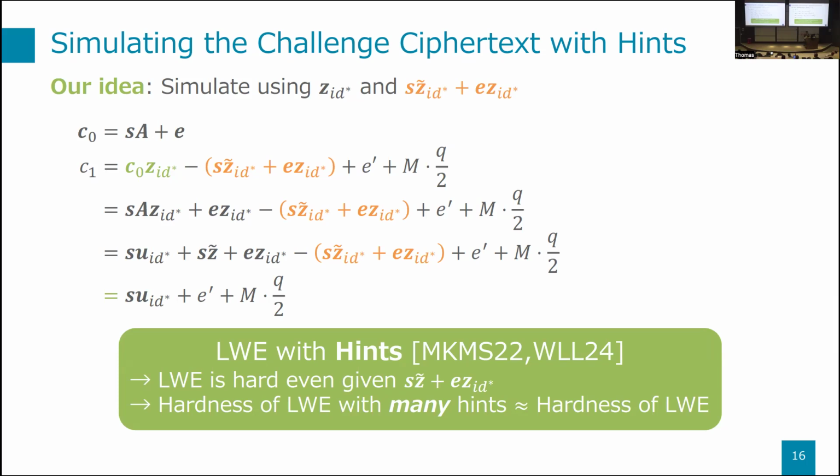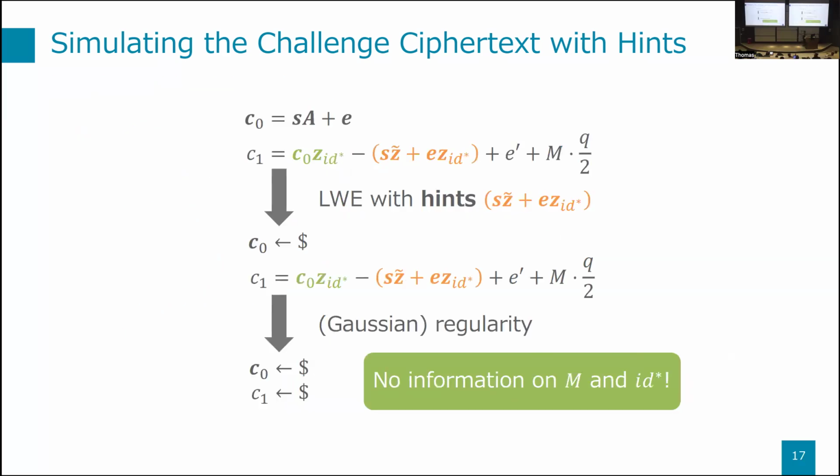To solve this, we introduce LWE with hints. LWE with hints ensures that LWE is hard even given some hints of the LWE secret and LWE errors. In this case, the hint is S times G tilde ID star plus E times GID star. Fortunately, the hardness of LWE with many hints is almost the same as the hardness of LWE. So then we use this.